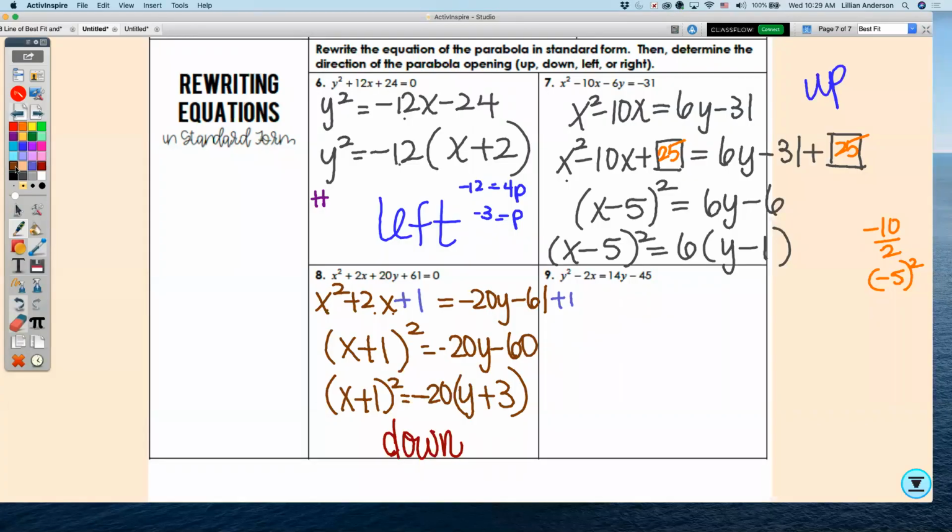Is this one vertical or horizontal? How do you know? Your y's are squared, but my y squared doesn't have its y with it, so what do I have to do with that 14y? And then that's -2x. I add it to the other side. I'm taking half of -14, so it's -14 squared. So I add that to both sides.